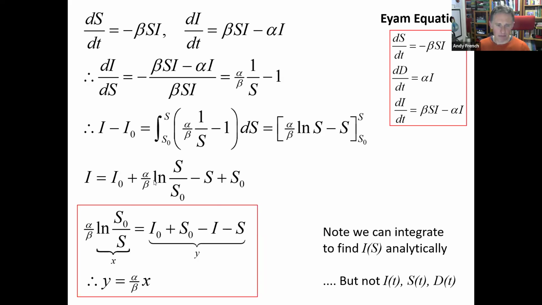So if I basically move that to one side, the minus of this one is, of course, s naught over s. Okay, I hope that's all right. So what am I doing? Basically, what I've got is this quantity here, alpha over beta x, I'm predicting equals y. And y is essentially the number of dead, right? It's the original population minus the current I and s, all right? So we could say d is alpha over beta x, basically.